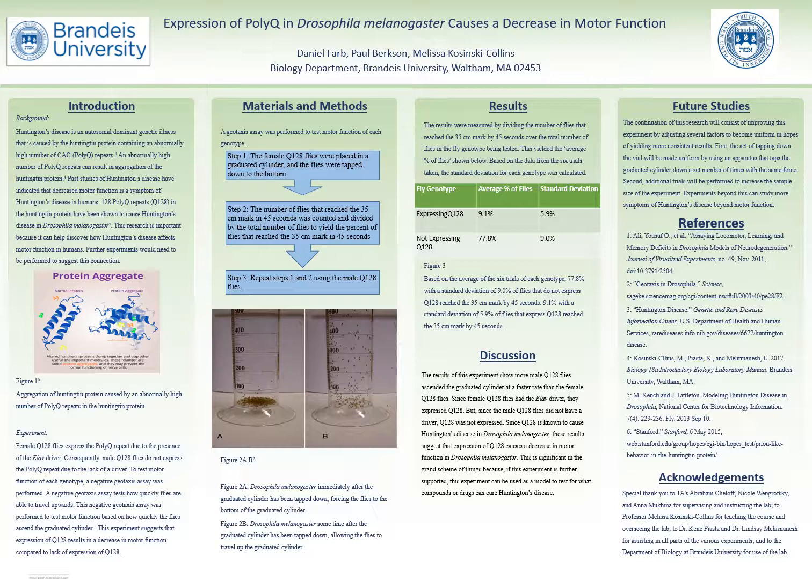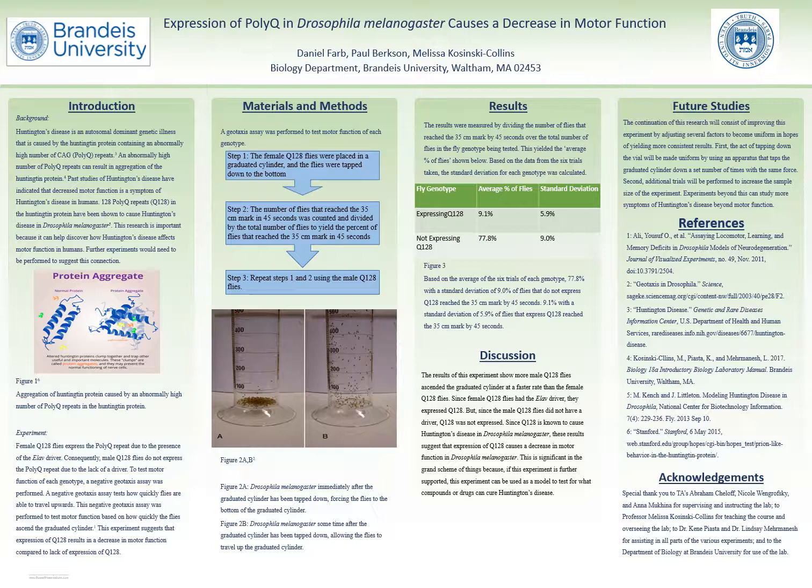Huntington's disease is an illness that can cause different kinds of symptoms such as decreased motor function and cognitive function, among many others. The disease is caused by a higher than normal number of CAG repeats in the Huntingtin protein. Q128 means that the Huntingtin protein contains 128 CAG repeats.